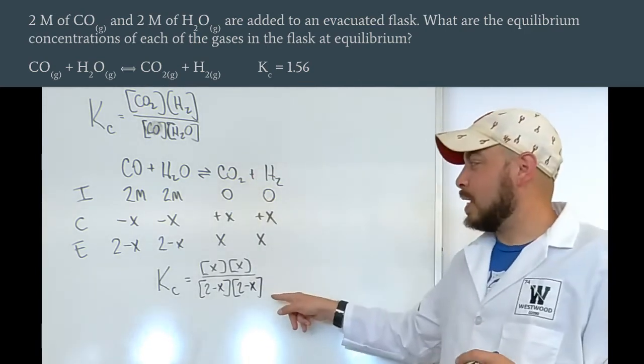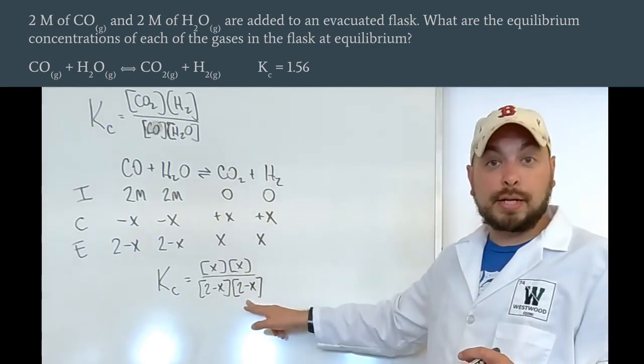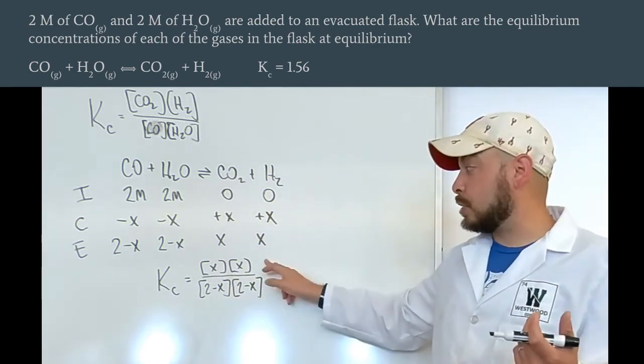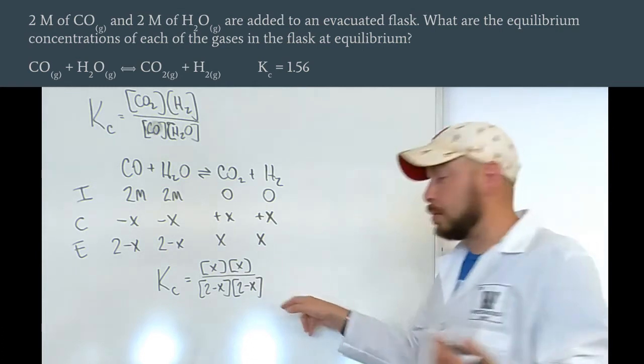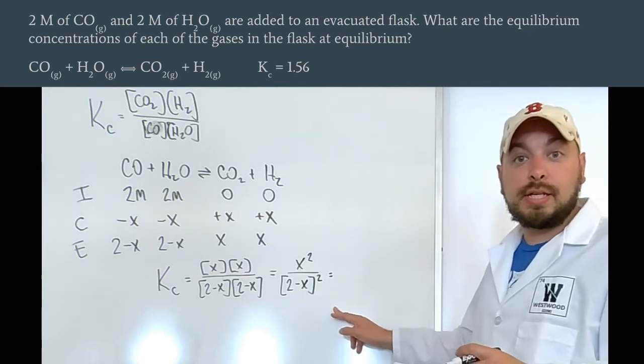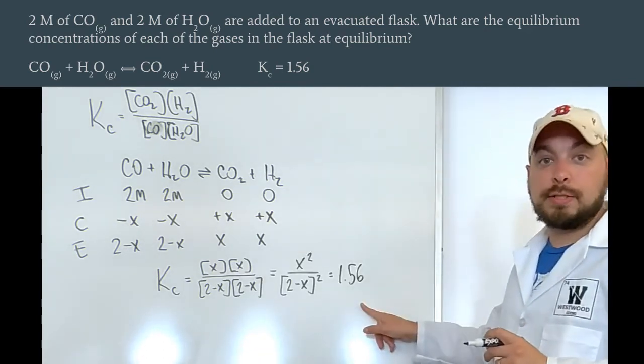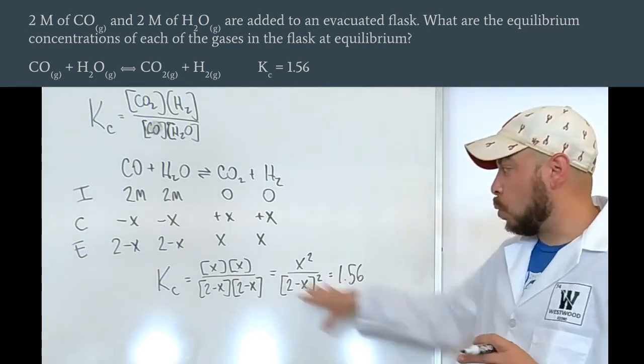What I meant to say was it's X times X over 2 minus X times 2 minus X. So this is the same thing as X squared over 2 minus X squared. And that equals the Kc value, which is 1.56. So now we have an equation we can solve.